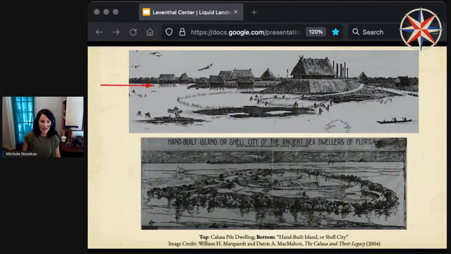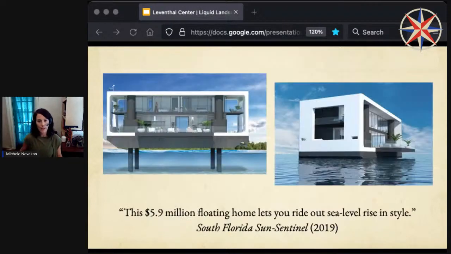In 2019, and supposedly in response to the realities of sea level rise, one architectural firm created what it calls a floating home, which at first glance appears remarkably similar to a Calusa pile dwelling. According to the firm's website, quote, when elevated on its hydraulic pilings, the vessel is as stable as a house and protected from the action of the waves.